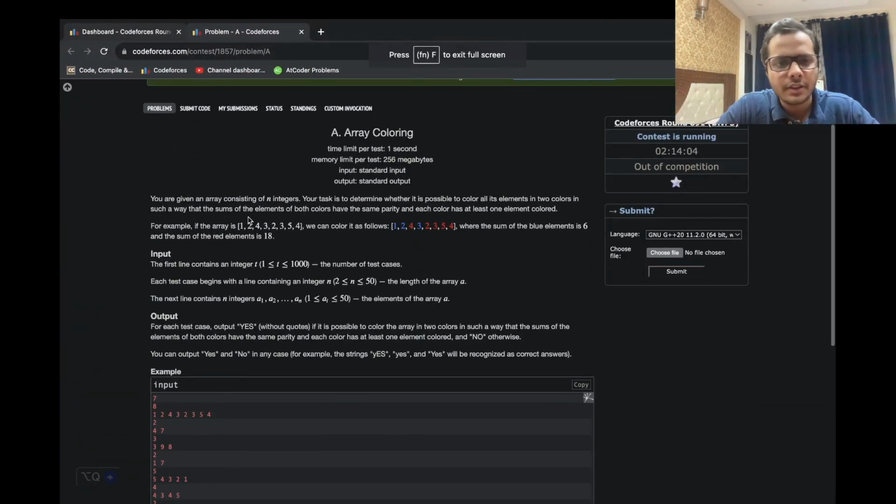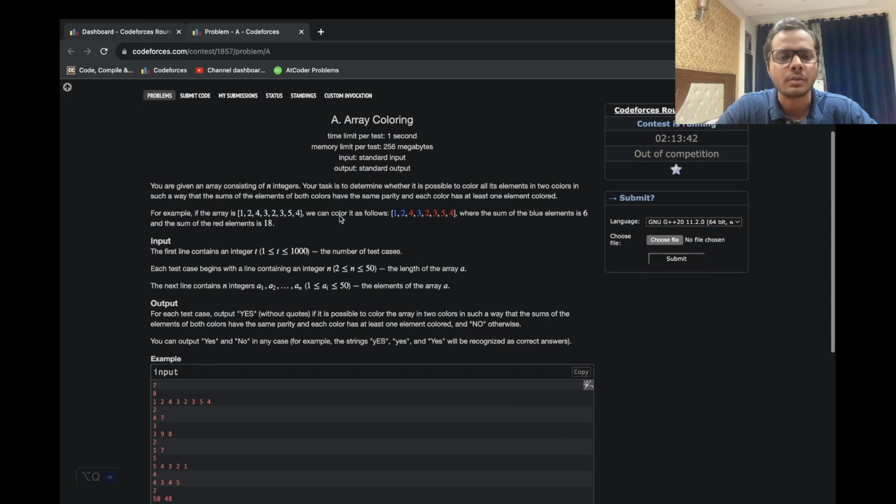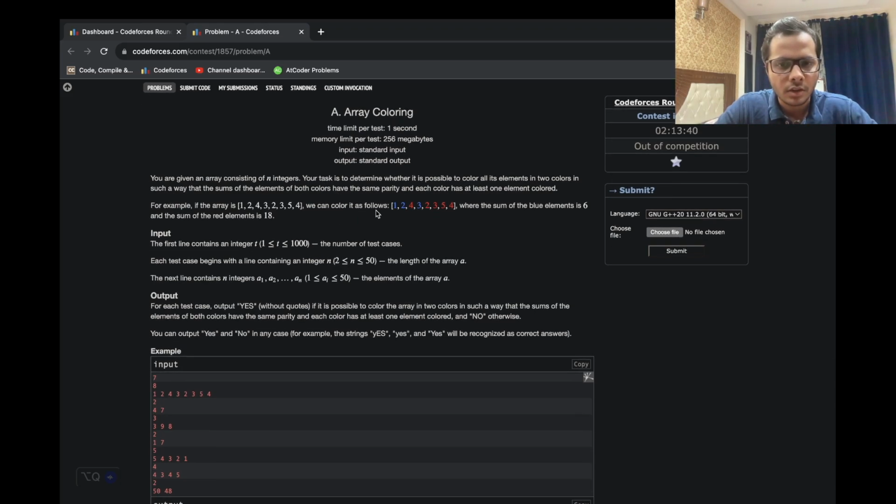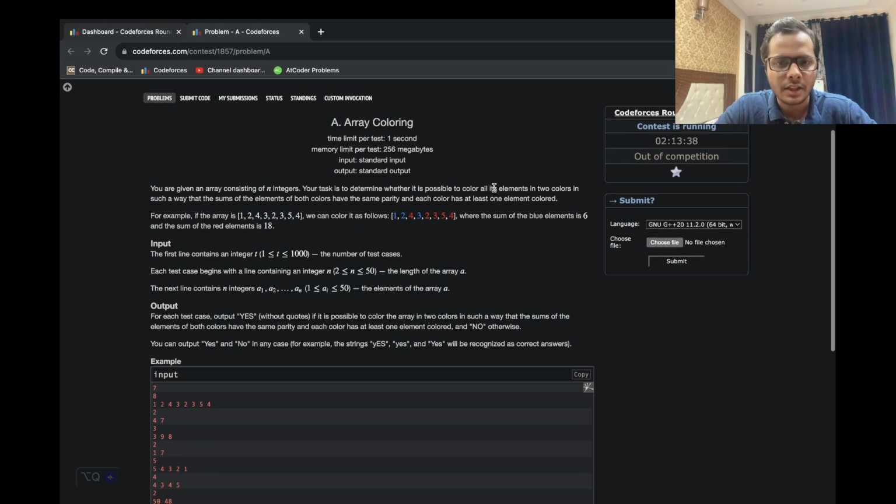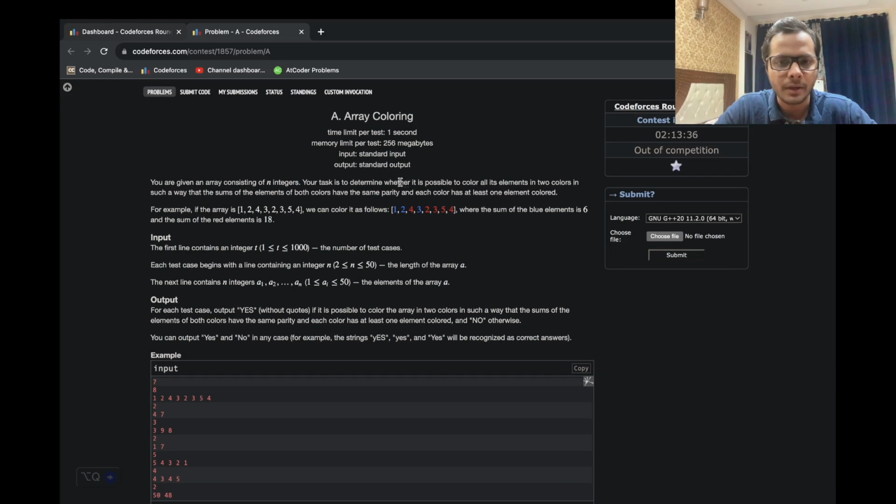Anyways, okay, so you are given an array consisting of n integers. Your task is to determine whether it is possible to color all its elements in 2 colors in such a way that the sum of the elements in both the colors have the same parity, and each color has at least one element colored. What does that even mean? Okay, alright, so we need to divide it in 2 sets such that the sum has the same parity, right?